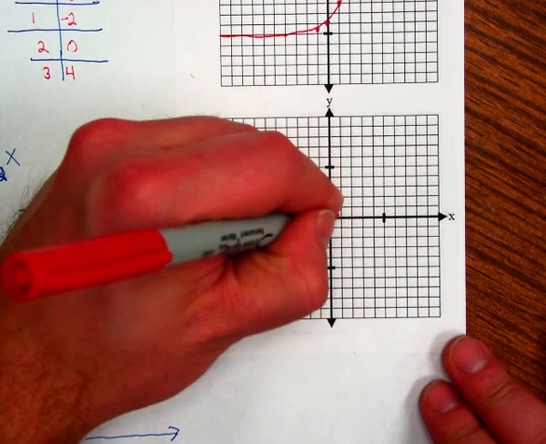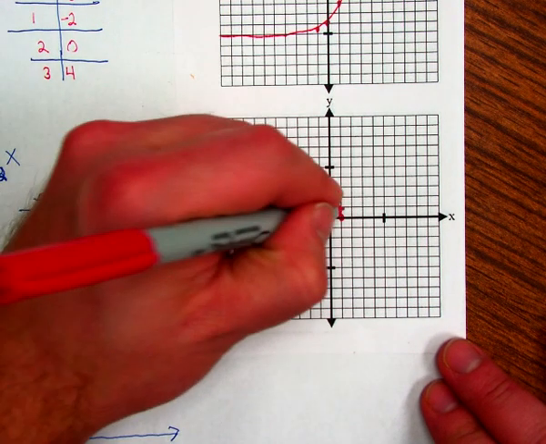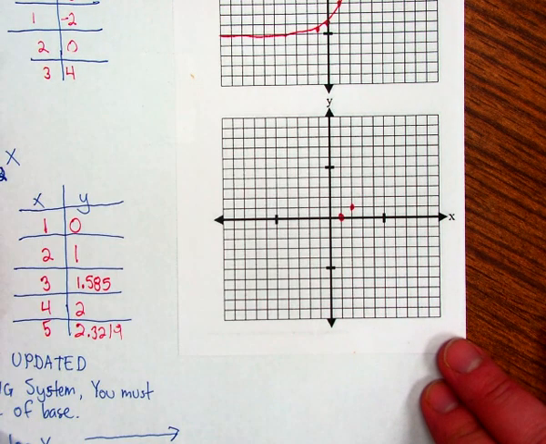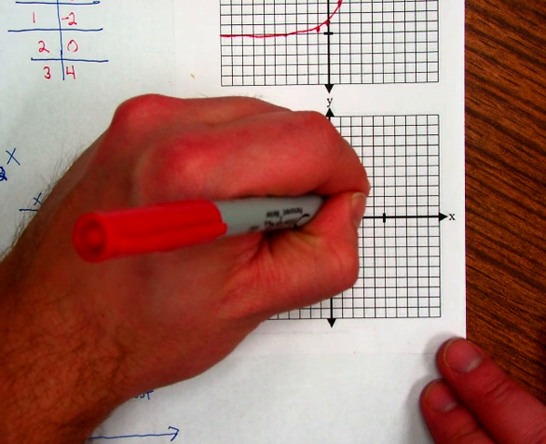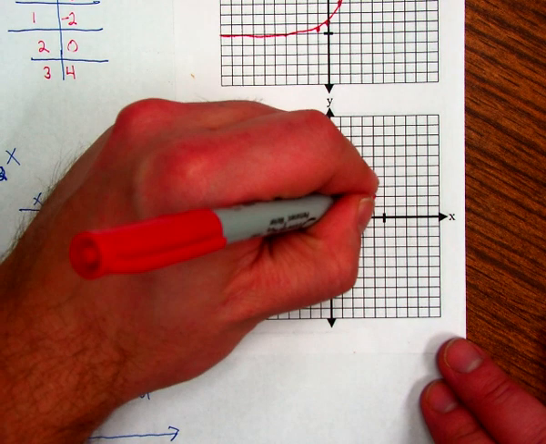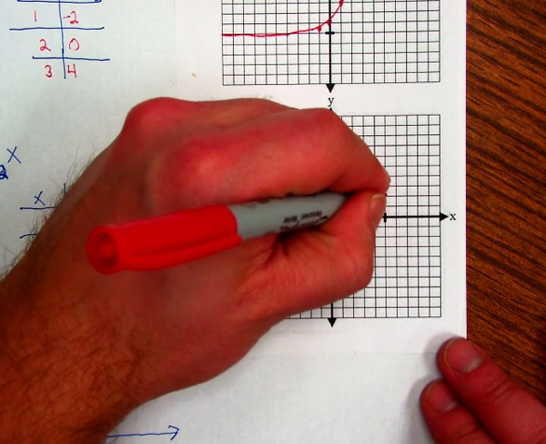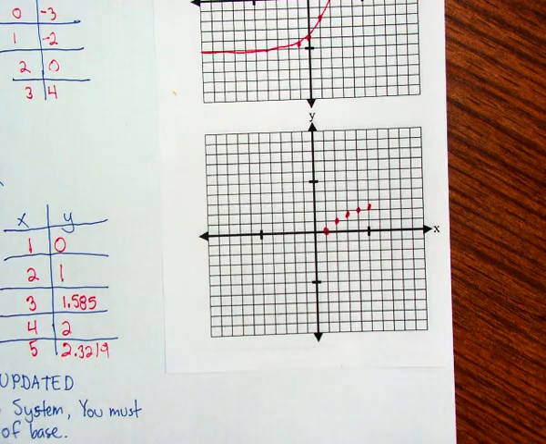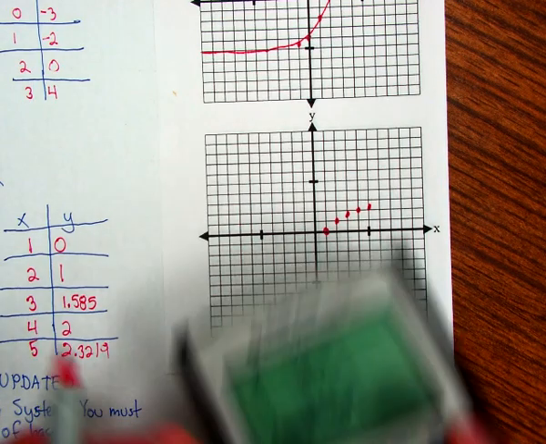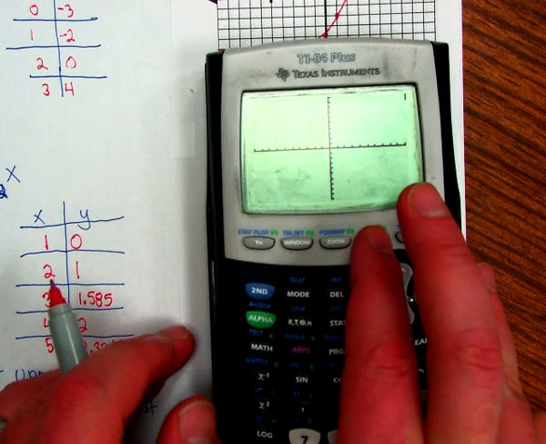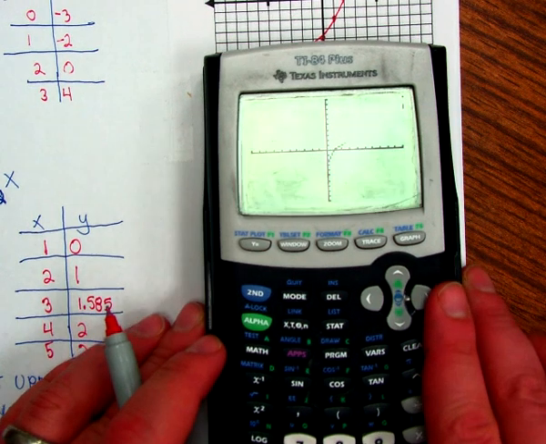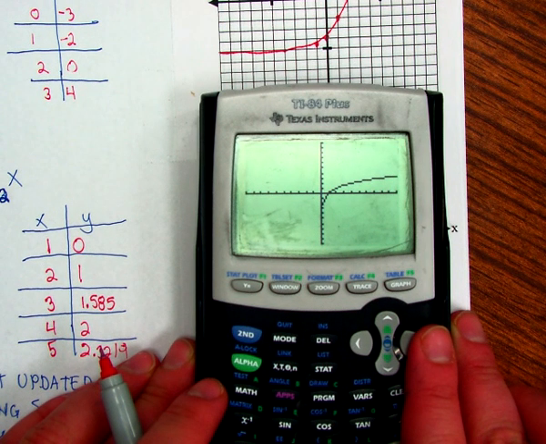So 1, 0 is right here. 2, 1 is right here. 3 and 1 and change because it's 1.585. 4, 2. 5 is just a little bit higher. And we get this curve. Now, look at what the curve does compared to, on my graph here. This is what our curve looks like on the graph. Okay?